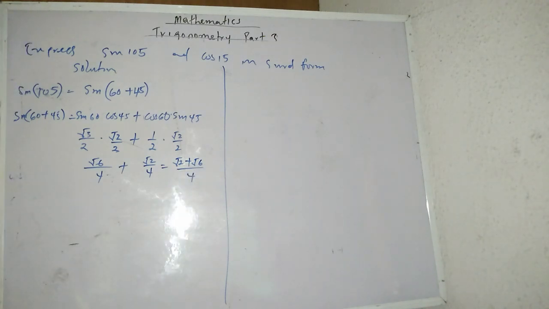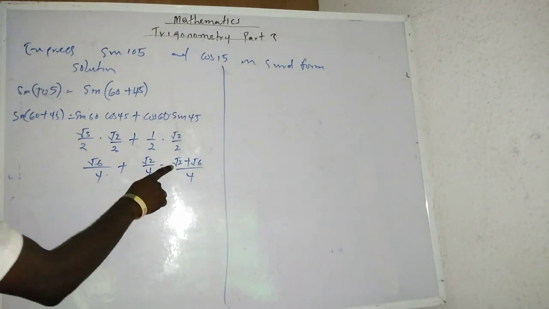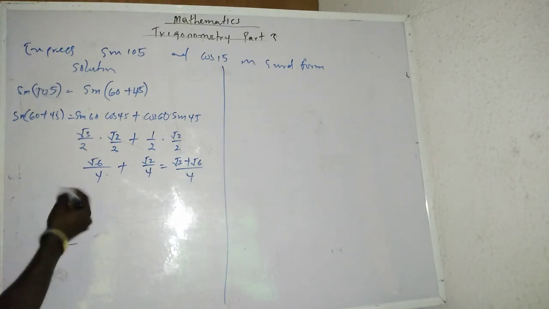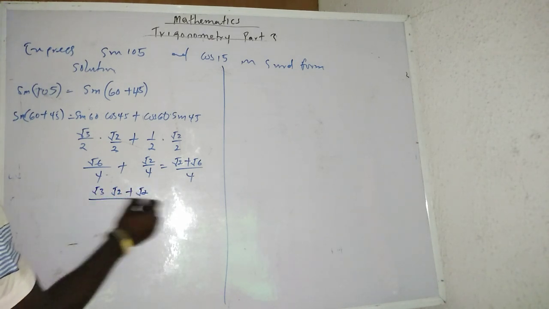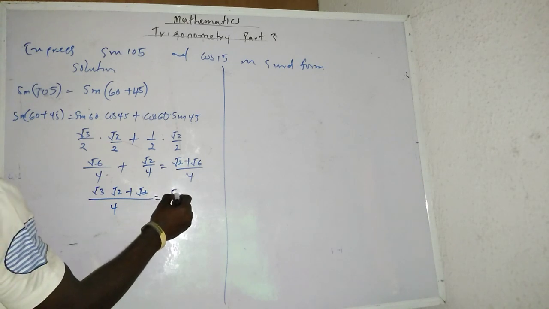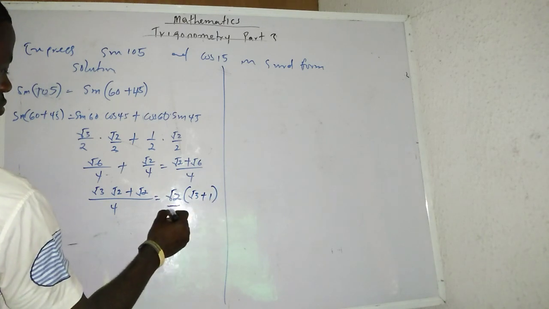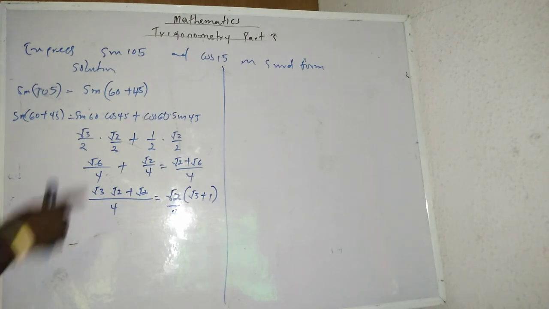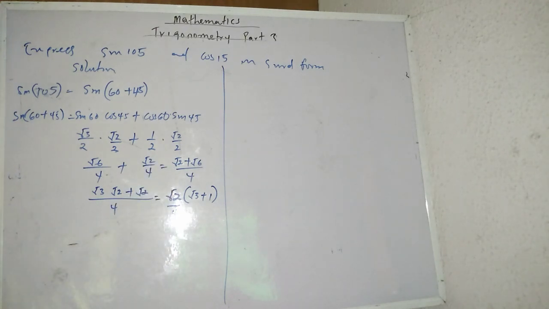Now, that is my final answer. You cannot do anything with this because this is root 3 and this is root 6. What I can do to show is root 2 times root 3 plus root 2 divided by 4, which is root 2 bracket of root 3 plus 1 all divided by 4. It's possible like this. But you can't add up 2 root 6 and root 2 together. It's not possible.